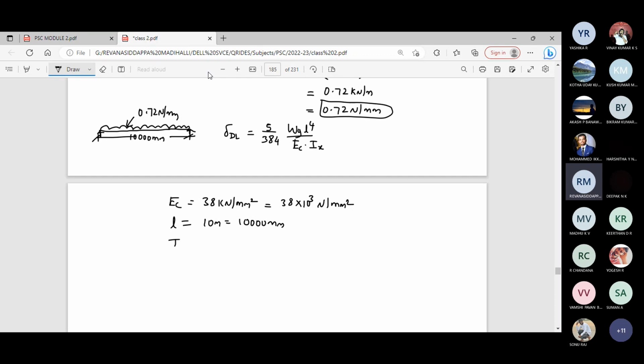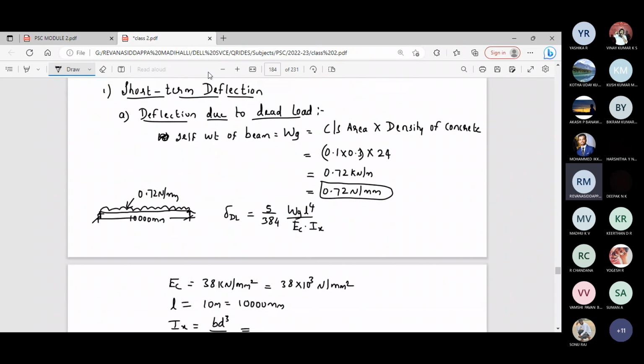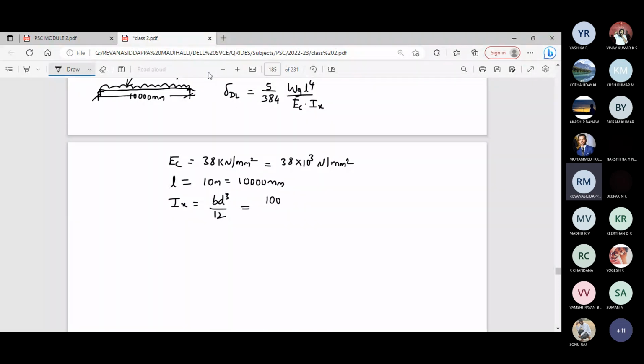And moment of inertia Ix is equal to bd cubed by 12. So b is 100, d is 300. So 100 into 300 cubed by 12. For rectangle, moment of inertia is bd cubed by 12. So the answer is 225 into 10 power 6 mm to the power of 4.